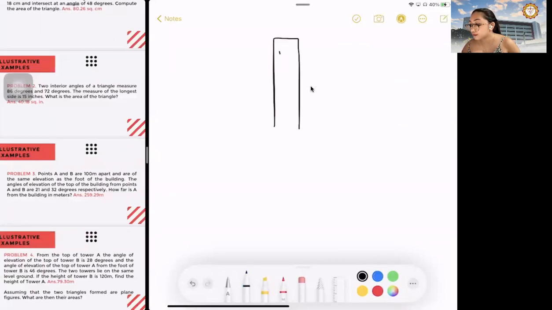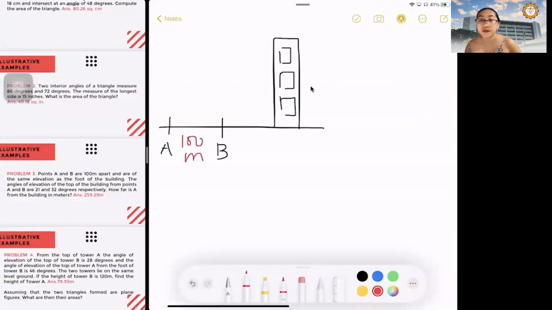Basically, you have a building, and it is said that it has the same elevation with 2 points, A and B. And it is said that points A and B are 100 meters apart. The angles of elevation to the top of the building are 21 degrees and 32 degrees respectively. All right, giving you the same height for the building, which is basically two right triangles, right? There are two right triangles in this scenario.